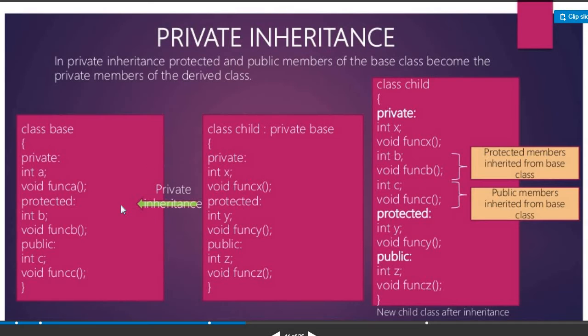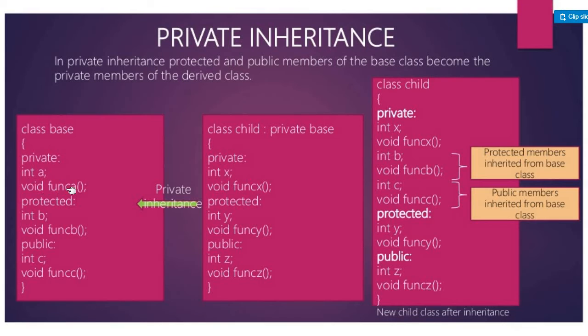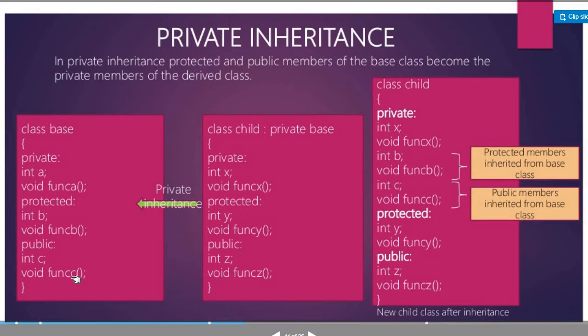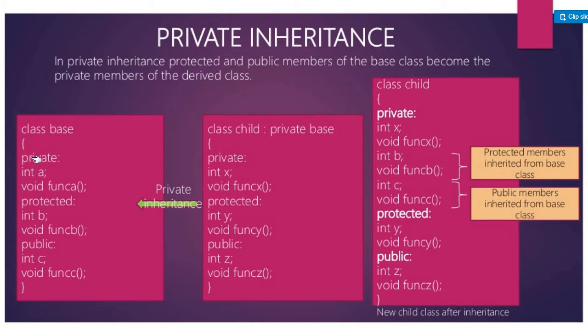so privately inherited, that is why protected and public members of the base class become private members of the derived class. In this way you can see this is the base class: private integer a for functions, protected integer b for functions, public integer c for functions. So these are 3 member functions and 3 members; 2 are private, 2 are protected and 2 are public.